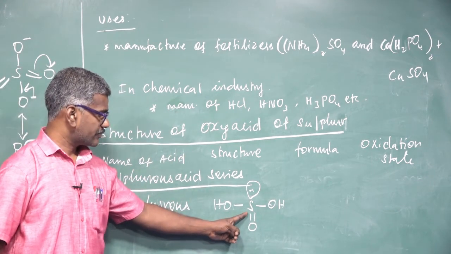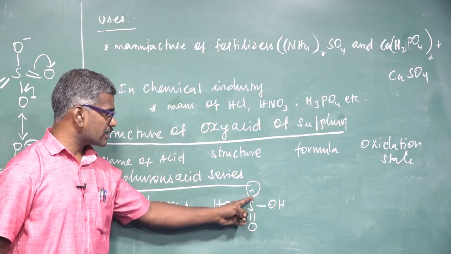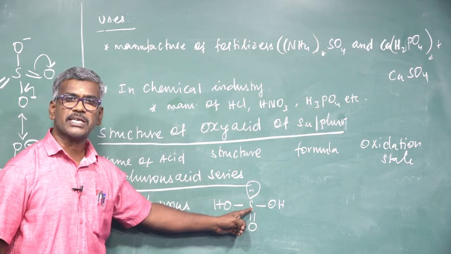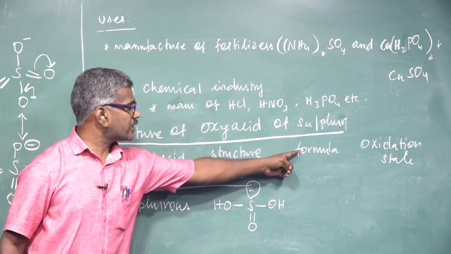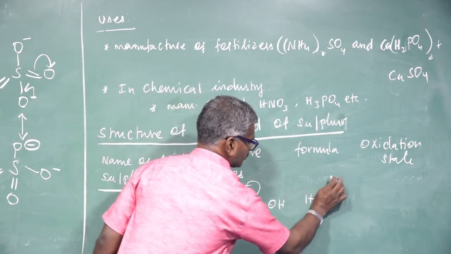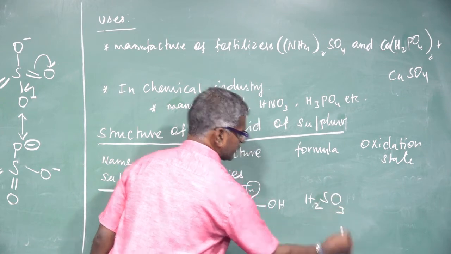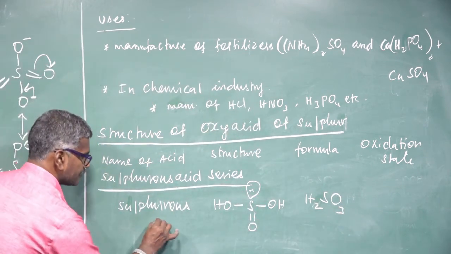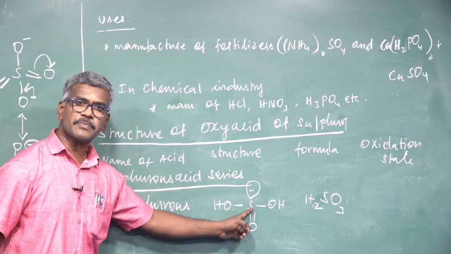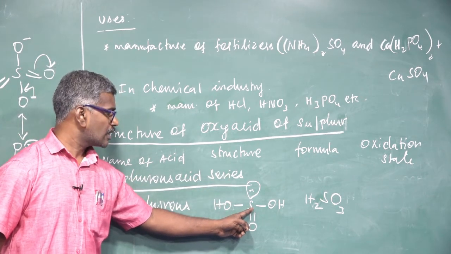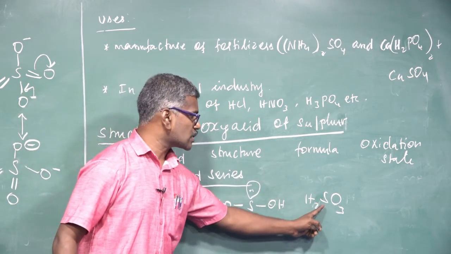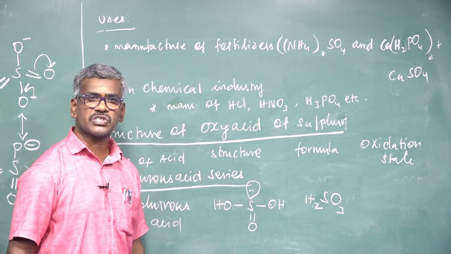This is the structure. Here the sulfur, which contains the lone pair, acts as a powerful reducing agent. This sulfur exhibits sp3 hybridization. Another one is the formula. What is the formula? Two hydrogens and SO3, sulfurous acid. This is the structure. Sulfur exhibits sp3 hybridization and acts as a powerful reducing agent. Formula H2SO3.